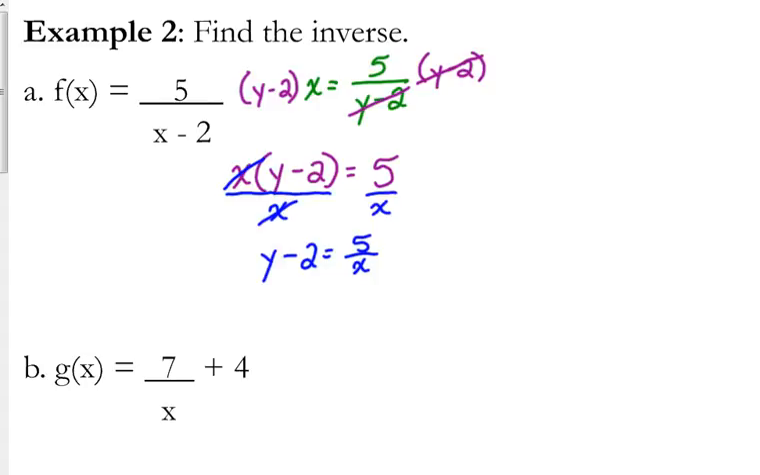Now what's the only thing we have to do to get y by itself? Add 2. And that just gets added to the end there. So f inverse of x is equal to 5 over x plus 2. Make sure that the plus 2 is separate from that fraction.